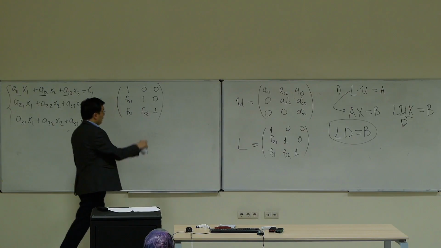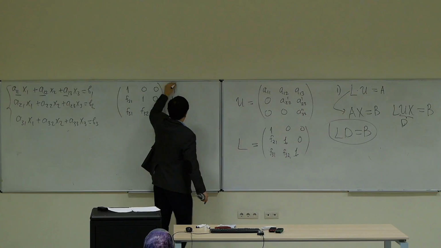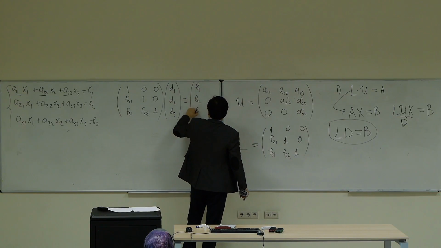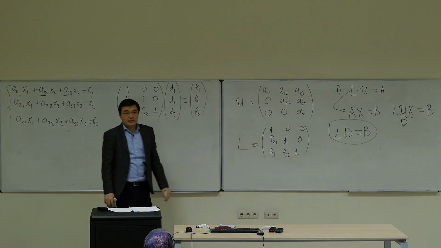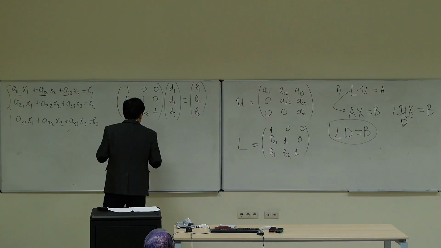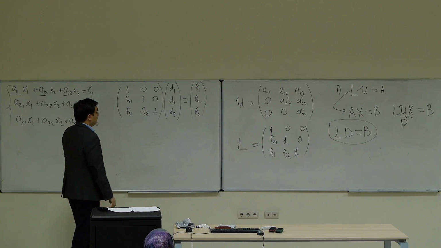Okay, that's my L, D, some unknown D: D1, D2, and D3. And that's equal to B: B1, B2, and B3. As I was saying, this step should be trivial in order for this method to make sense, to be attractive. This step has to be really easy. And it turns out it's really easy.